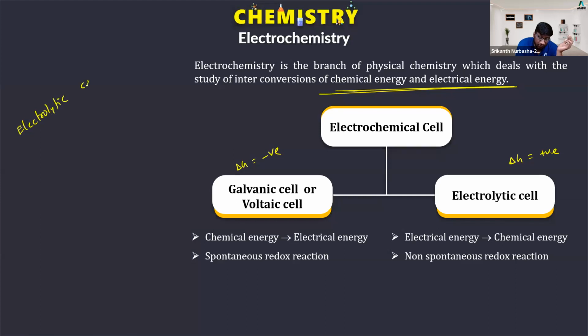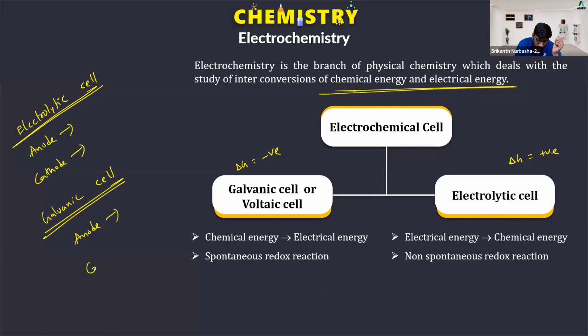In the electrolytic cell, what is the sign of anode and cathode? In the galvanic cell, what is the sign of anode and cathode? In the electrolytic cell, the anode is positively charged and the cathode is negatively charged. In the galvanic cell, the anode is negatively charged and the cathode is positively charged. We'll discuss the cell construction later.